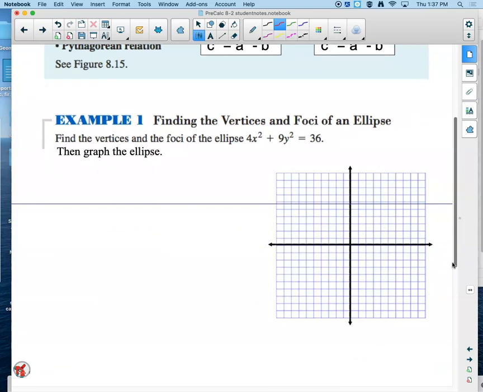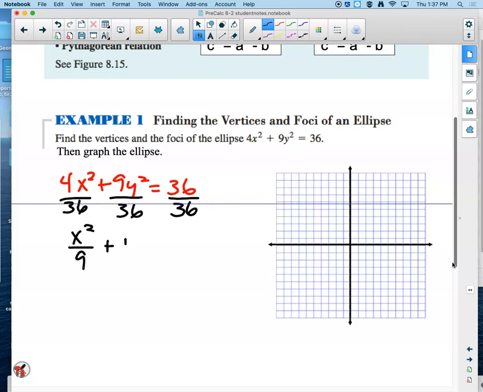Example 1 says finding the vertices and the foci of an ellipse. And it says find the vertices and the foci of the ellipse 4x squared plus 9y squared equals 36. And I look at that and I think, well, that doesn't have any of the characteristics that an elliptical formula is supposed to have. It's supposed to be division, division equals 1. Oh, well, I can make that happen. If that has to be a 1, I'll have to divide everything by 36. And then I'll do a little reducing.